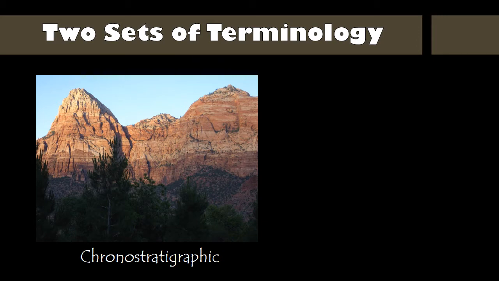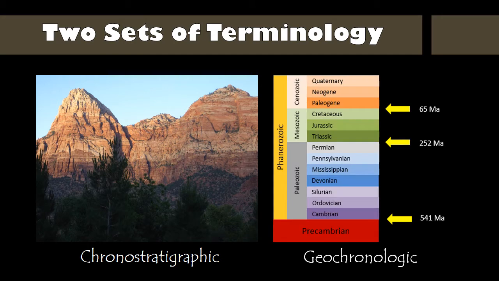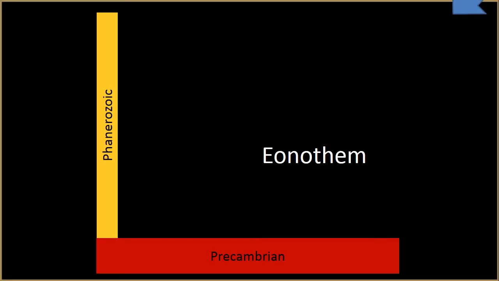One set of words refers just to the rock layers themselves, and the other refers to the rock layers and the millions of years of time that have come to be associated with them. Knowing both sets of words allows us to be more precise as we talk about the geologic column.